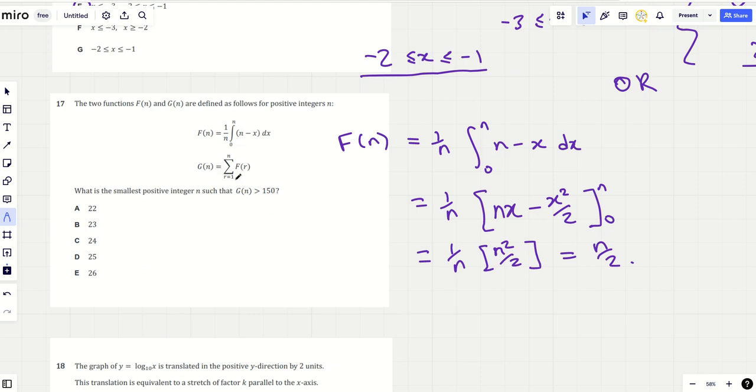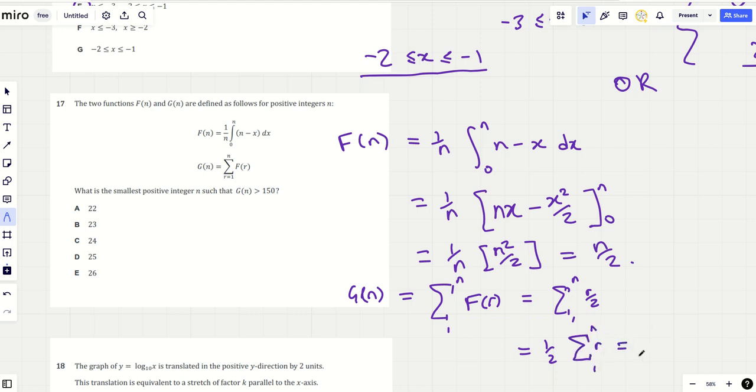Now, g of n is the sum from 1 to n of f of r. So g of n is equal to the sum from 1 to n of f of r. Now f of r is r over 2 because f of n is n over 2. F of r must be r over 2. Now you can take the half out of the sigma safely, and then you're just summing r from 1 to n.